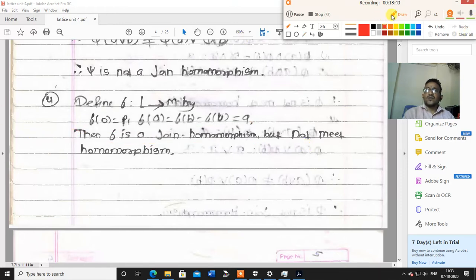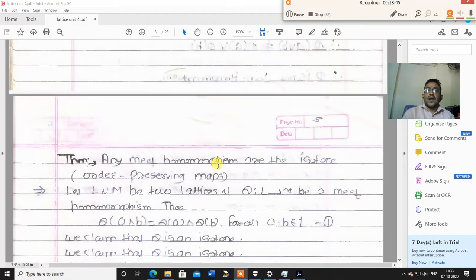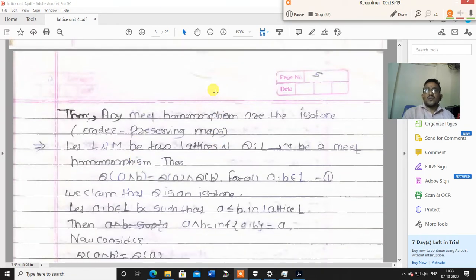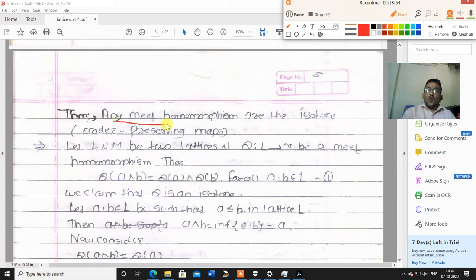After that we will look at a theorem. This is an important theorem. Any meet homomorphism is isotone. That is, any meet homomorphism will be isotone.